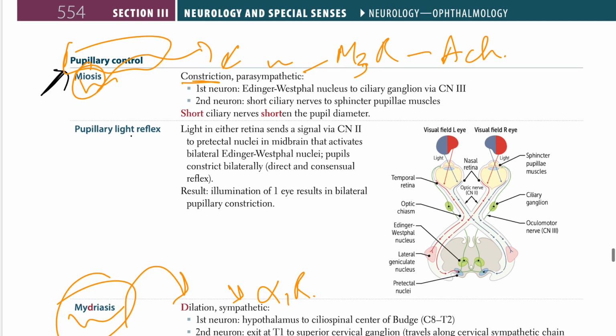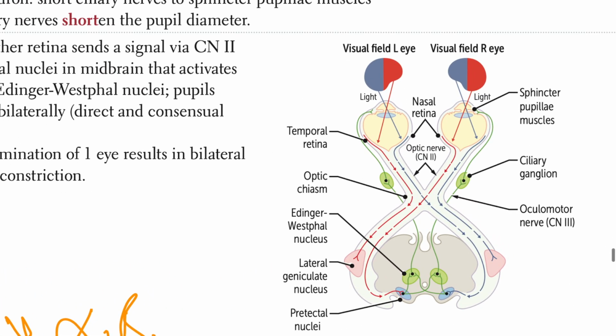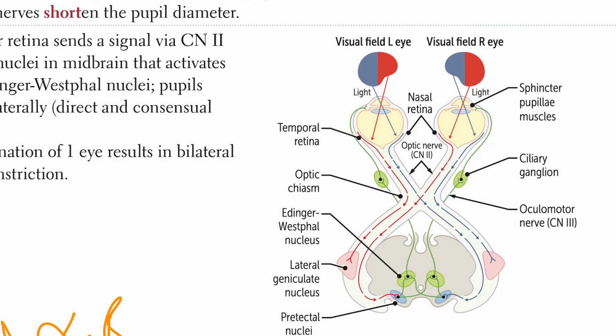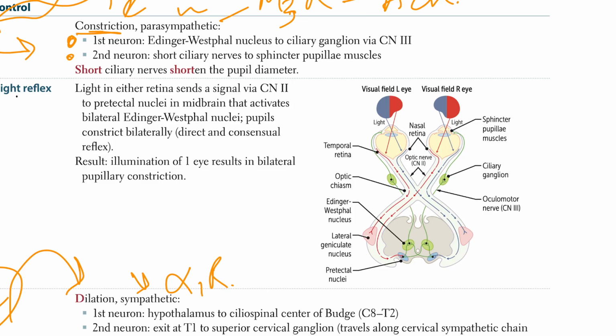So let's take a look at miosis, first neuron and second neuron. Let's dive into this picture now to figure out the first and second neuron. For miosis, the first neuron is from the Edinger-Westphal nucleus to the ciliary ganglion via cranial nerve 3. So let's take a look at that, from the Edinger-Westphal nucleus.